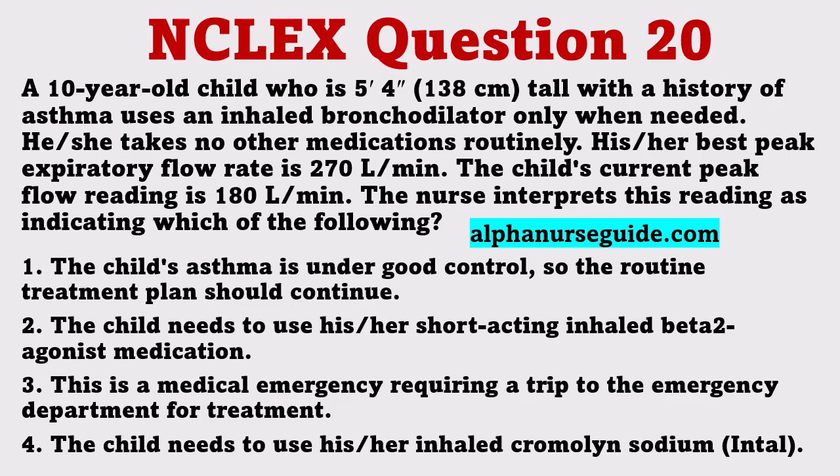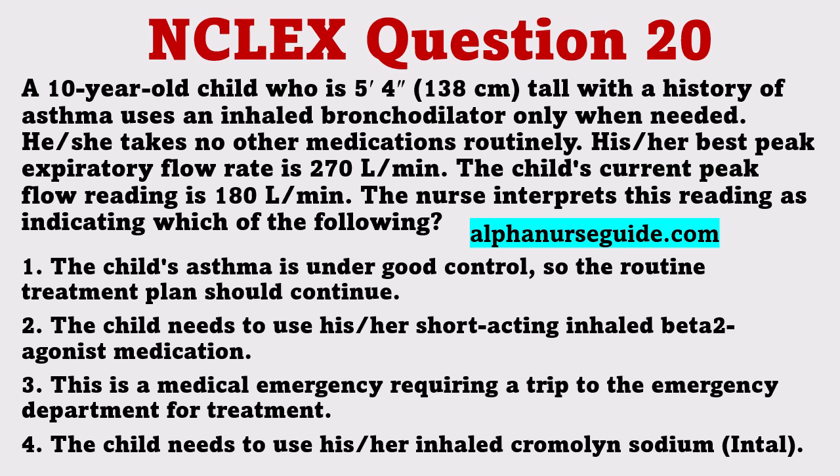The correct answer is 2. The peak flow of 180 liters per minute is in the yellow zone, or 50% to 80% of the child's personal best. This means that the child's asthma is not well controlled, thereby necessitating the use of a short-acting beta-2 agonist medication to relieve the bronchospasm.